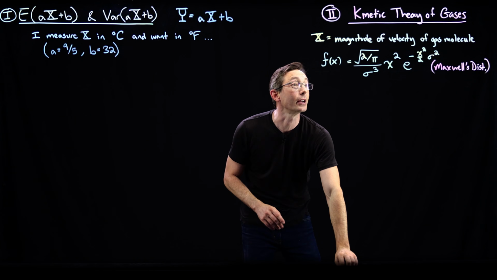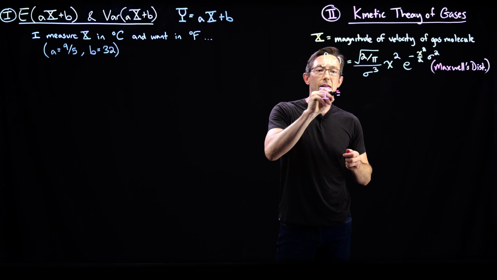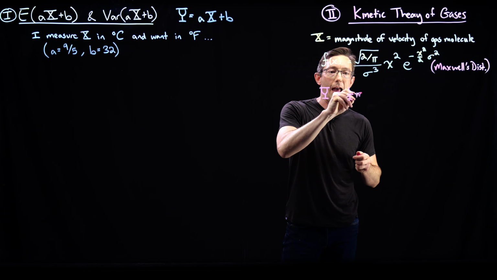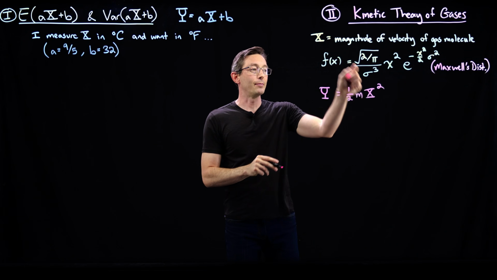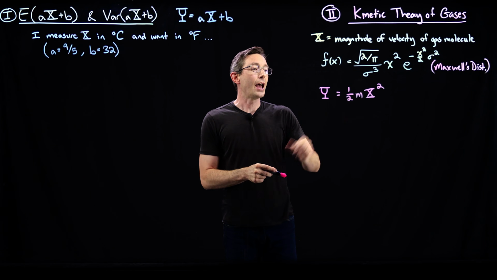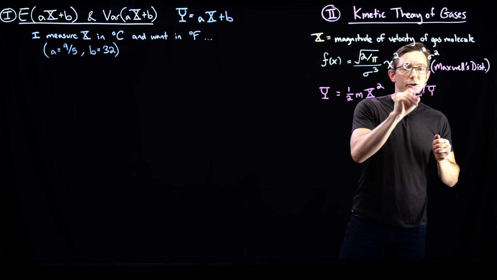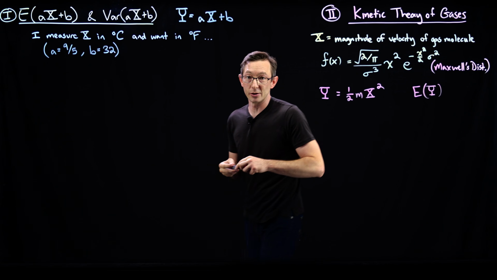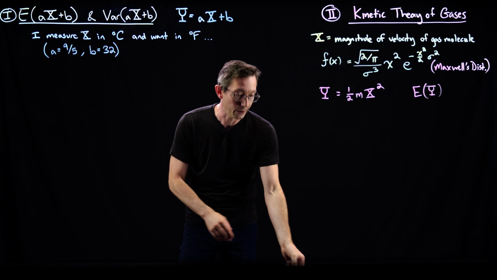So I'm actually just going to write that down. The kinetic energy y is going to be 1/2 m x squared. So x is the distribution of my velocities, so my kinetic energy has this distribution, and we're going to find the expectation of kinetic energy given Maxwell's distribution for velocities. So these are the two examples I'm going to work right now.